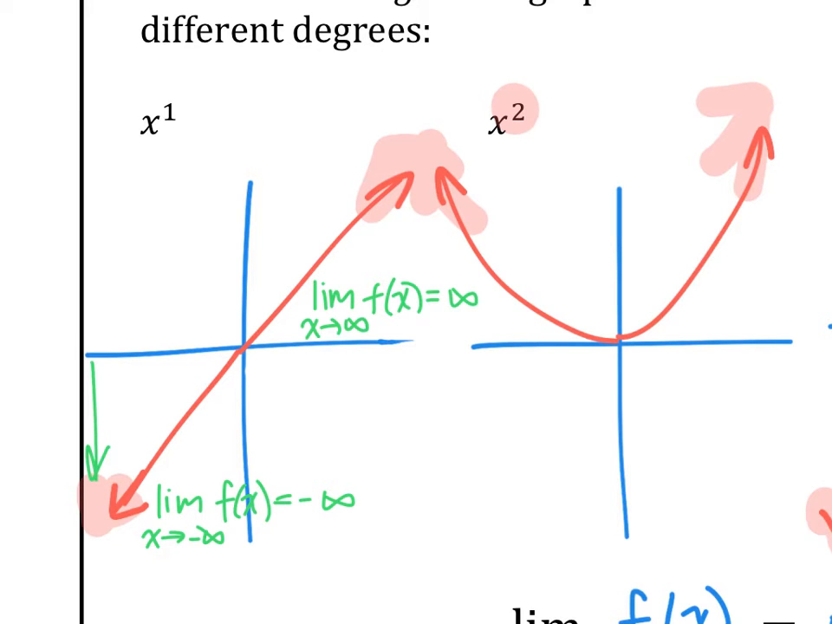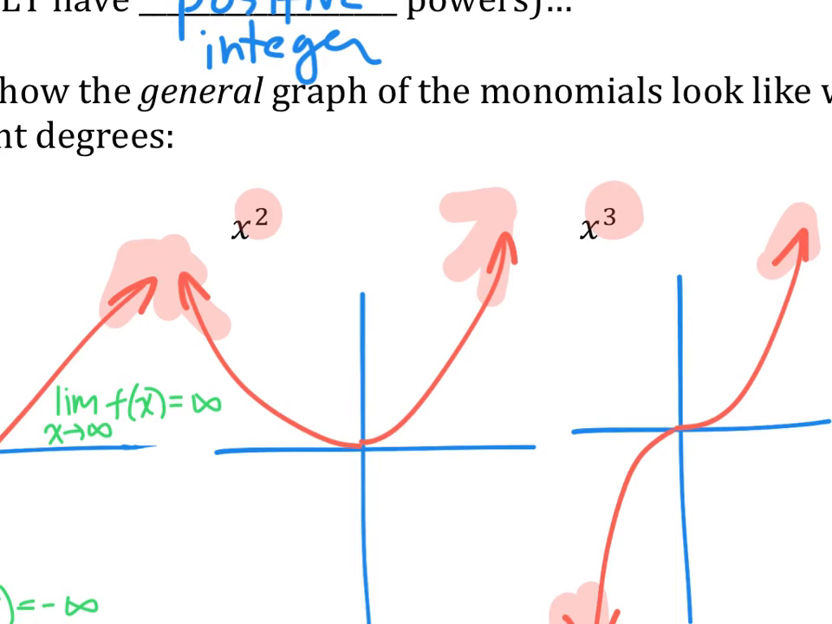All right, let's try another one. X squared. So let's look at this one on the right. When x is going this way, y is going up. I know there's a slight curve, but we don't really care about the curve. We just care about what happens at the end, therefore end behavior. So limit as x is going to infinity, f of x is going to infinity because it's going up.